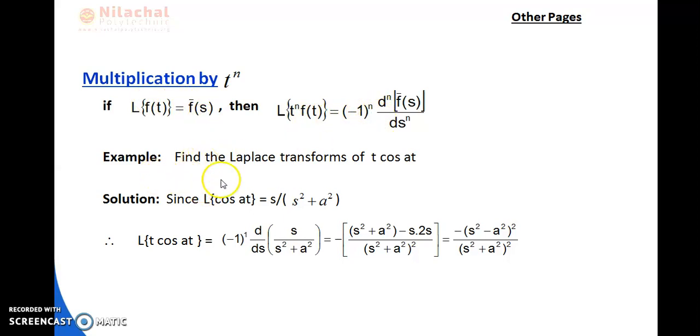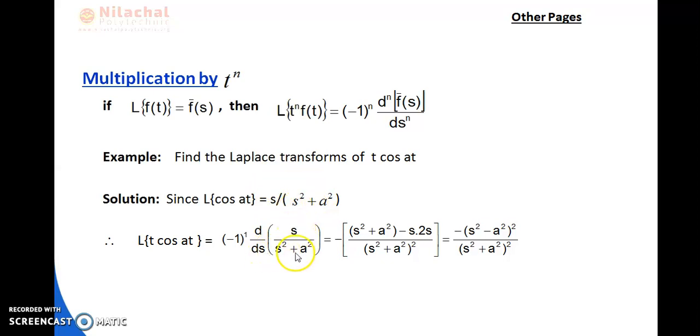Let us start one example. Find the Laplace transform of t cos at. Suppose f(t) is cos at. Laplace of cos at equals, by the direct formula, s by s square plus a square. Then the question has t to the power 1, so the formula is minus 1 to the power 1, and we need only the first derivative, d by ds of F bar(s), where F bar(s) is s by s square plus a square.